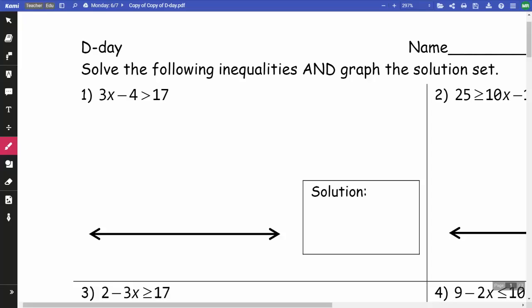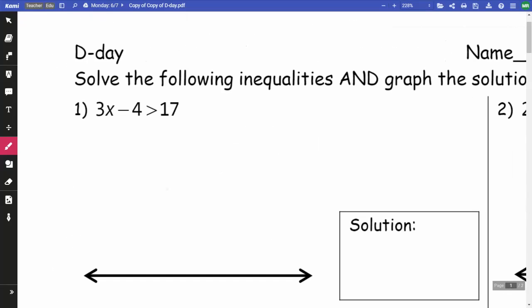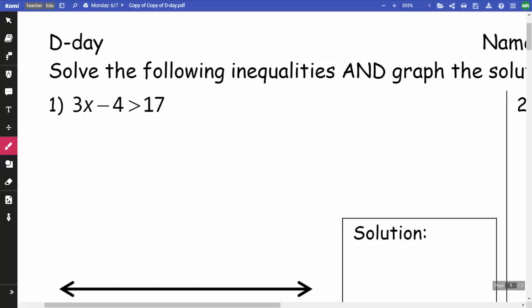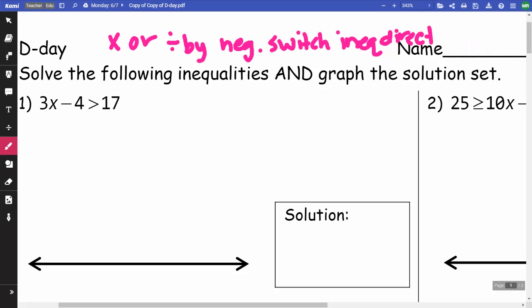So this video is on chapter 9 D-Day. So on these, number 1, number 2, number 3, number 4, these are regular inequalities. What you want to remember is that you only are going to switch your inequality direction if you multiply or divide by a negative. But if you do not multiply or divide by a negative, your inequality direction is going to stay the same.